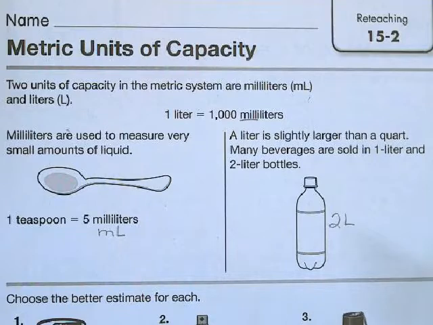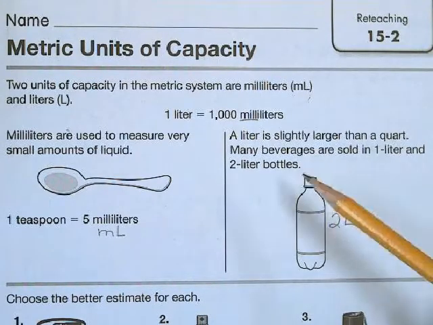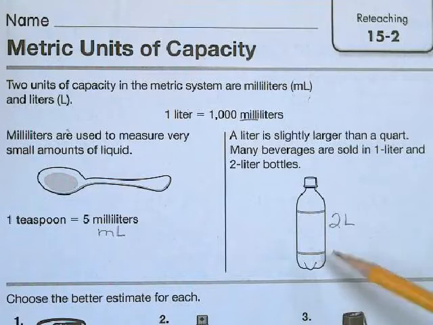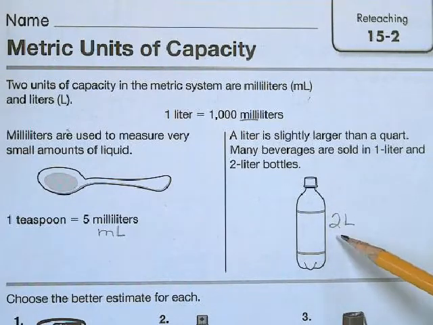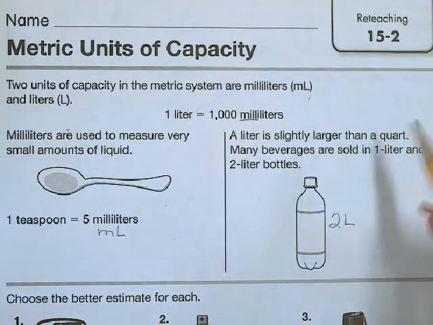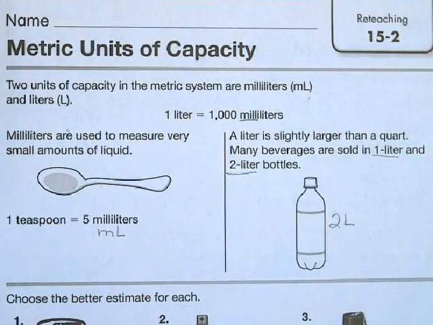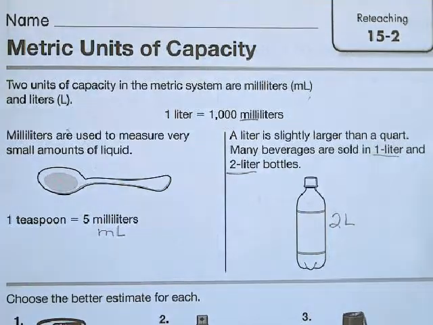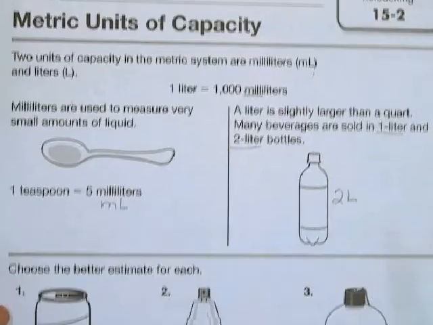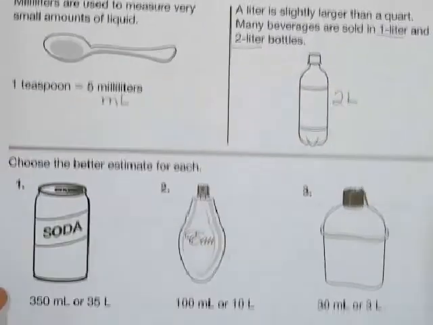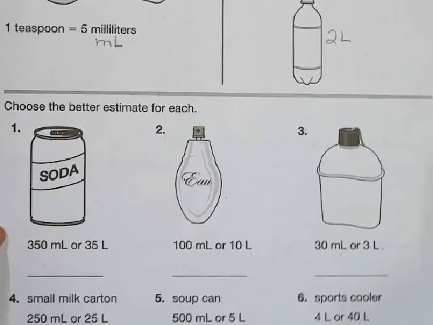So if any of you have ever gone to the store with your mom, of course, they sell milk in the gallon, but they also sell it in quarts as well. You've also seen Coke bottles or liter Coke bottles. And Coke bottles can be 2 liters. So many of our beverages that are sold can be either in 1 liter or 2 liter bottles. So with that understanding and from our PowerPoint information, let's look at estimating using our understanding of milliliters and liters.